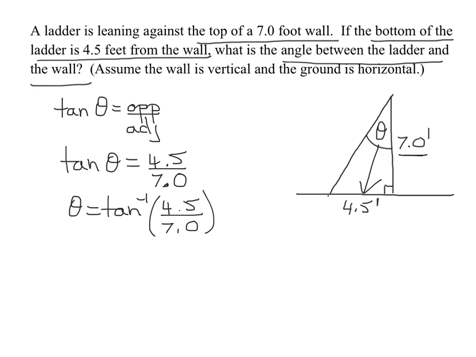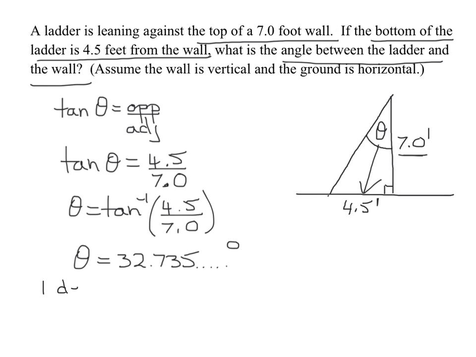Now, since we're trying to find angles in a triangle, the answer needs to be in degrees. Make sure your calculator is in degree mode. And when you put that into your calculator, you should get 32.735... degrees. This problem didn't tell us how much to round the answer, so just use your common sense.